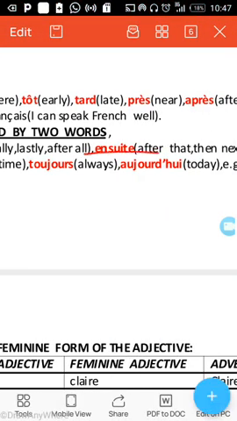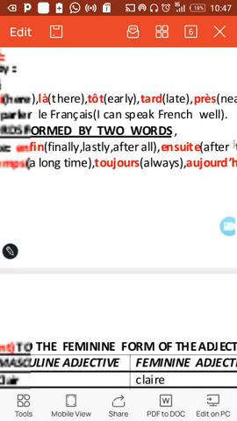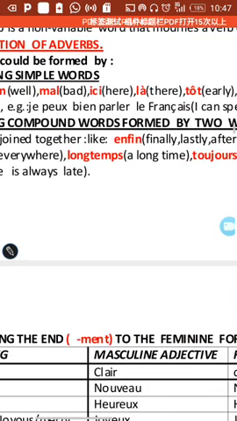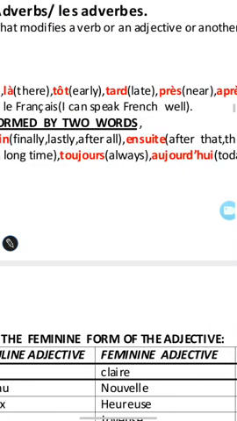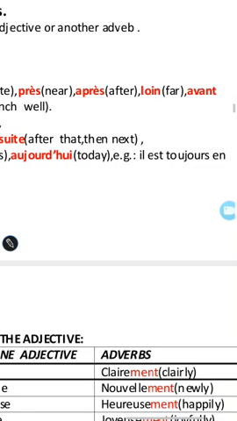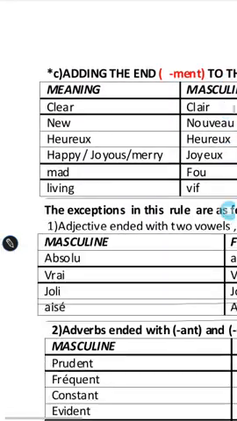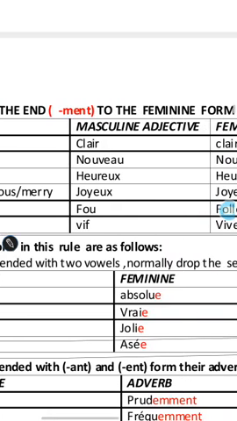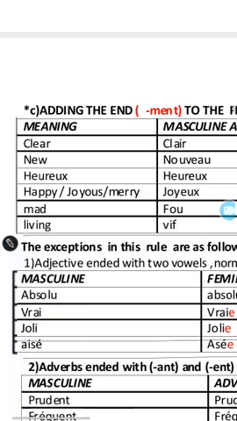Adding the ending ment, you can form an adverb by adding ment to the feminine form of the adjective. So use an adjective to form an adverb. You have clair, meaning clear. The masculine is clair. The feminine, you add e to it. So the adverb now becomes clairement, clearly. New means nouveau. The feminine is nouvelle. The adverb now is nouvellement, newly.